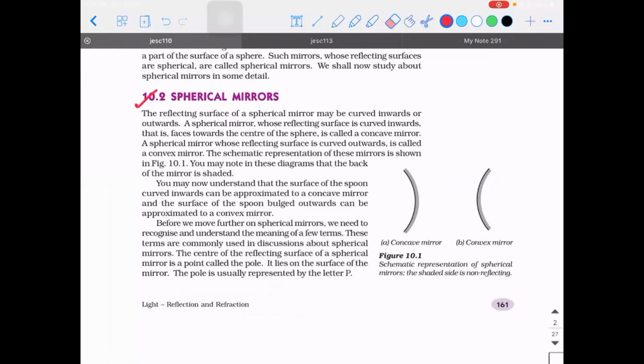Let's start with pole. Pole would be the center point of the reflecting surface. Then what is center of curvature?